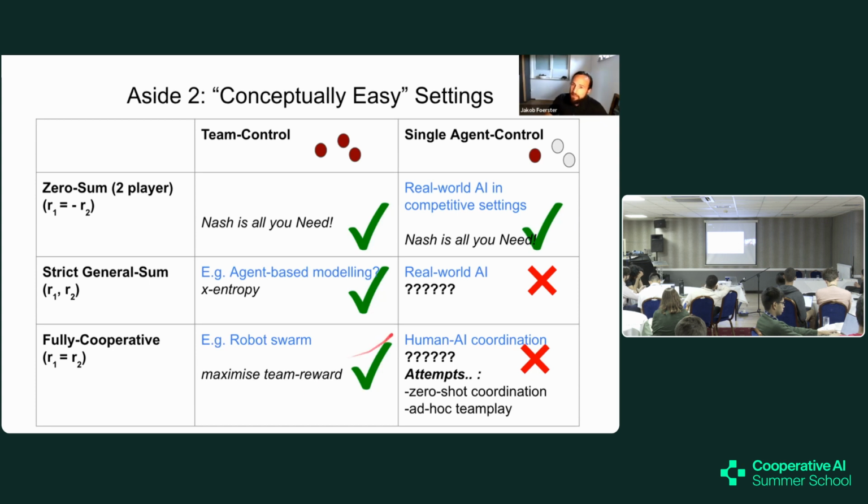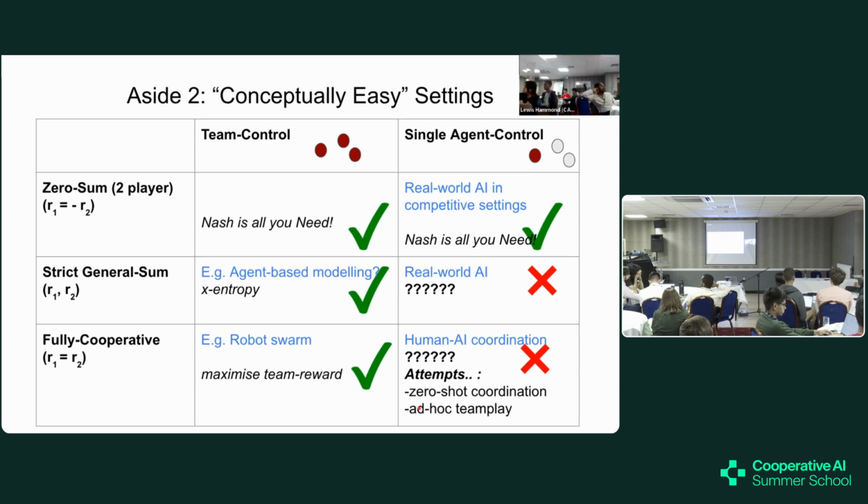And you might also mean the fact that I only control a single agent in the team, in the single agent control column. It doesn't become general sum because they're fully cooperative. There's still a single team reward that's being maximized. But you now have to deal with the fact that you don't know your teammates' policies exactly because you don't control the other teammates. In which case, it becomes a coordination problem.